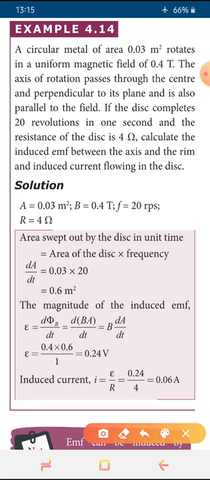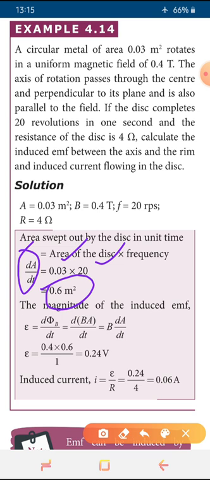So first we are writing the given data. A is equal to 0.03 meters square, B is 0.4 Tesla, and f is 20 rotations per second. Then resistance is 4 ohm. And now we can write the formula. Area swept out by the disk in unit time is equal to area of the disk into frequency. So area swept we can write as dA divided by dt, that is equal to area of the disk 0.03 into frequency 20. Then we get area swept by the disk in unit time as 0.6 meters square.